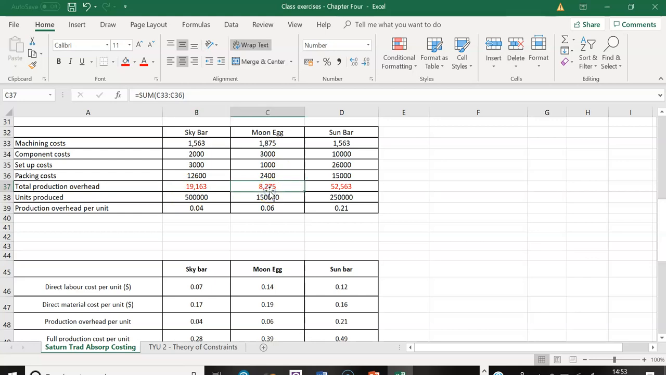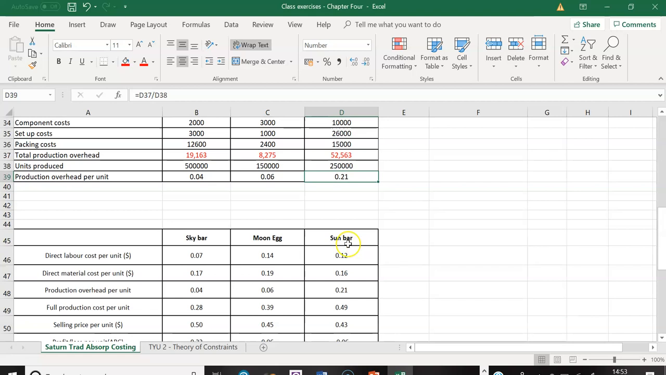Same thing here, 8,275. I just add these up together. See, if I just do that, that adds up nicely. You can see my figure there, 8275. That's the 8275. And I can find what it is per unit by just dividing this figure. Let me just do that, B37 by B38, and I have these figures per unit, and I'm done.